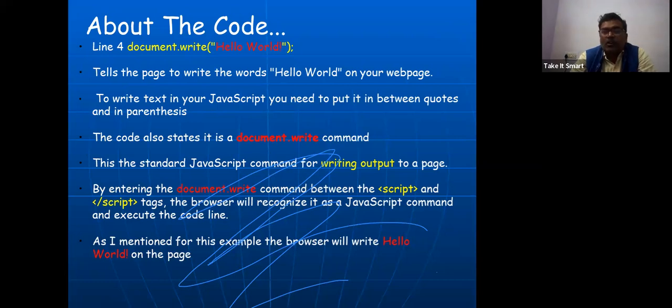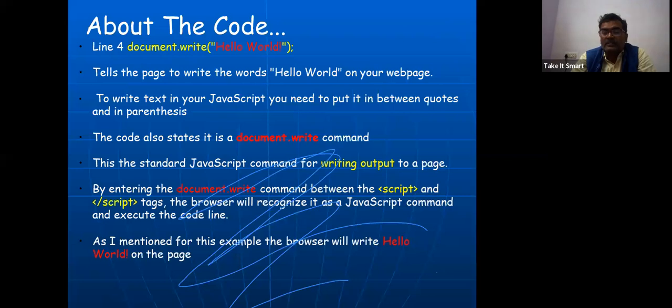By entering the document.write command between a script and a script tag, the browser will recognize it as a JavaScript command and execute the code line. Try to understand: this script is written inside an HTML program.